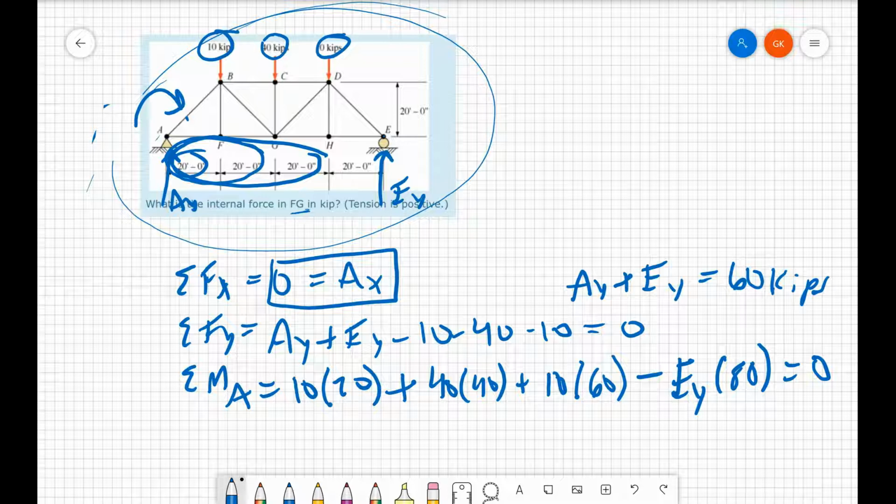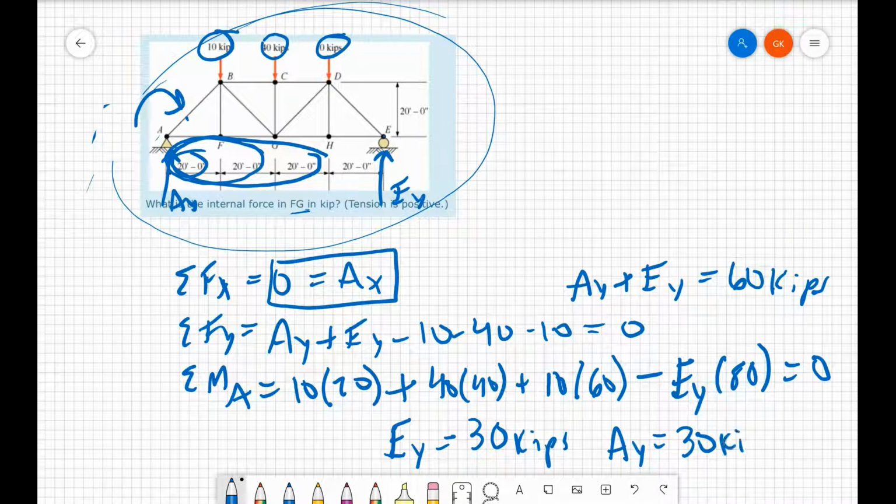Okay. Now, if I solve both these equations, I'm not going to take the time to do that right now. What I'm going to find out is that EY equals 30 kips and AY equals 30 kips. That's just some basic algebra. I solve for EY first, and then I solve for AY. Okay, so I'm going to go ahead and replace those numbers right here. And this is already enough to solve my problem. Like, I don't actually have to do too much more to solve it.